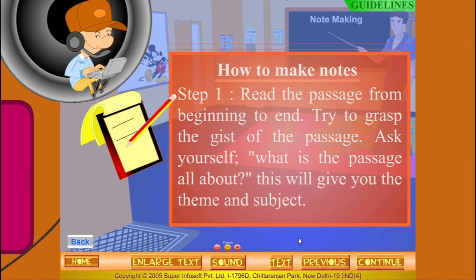Guidelines. How to make notes. Step 1. Read the passage from the beginning to the end. Try to grasp the gist of the passage. Ask yourself, what is the passage all about? This will give you the theme and subject.